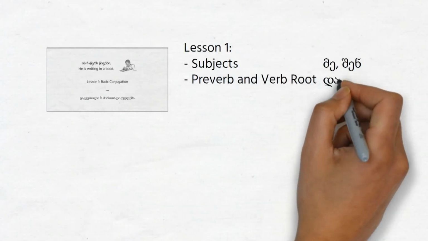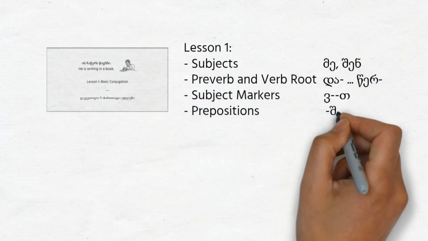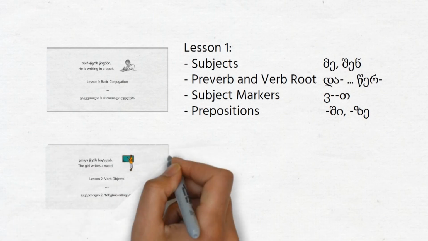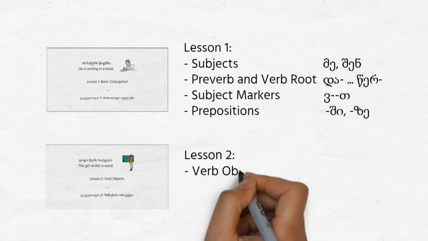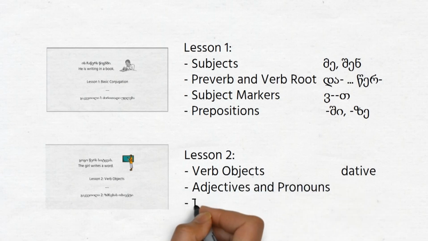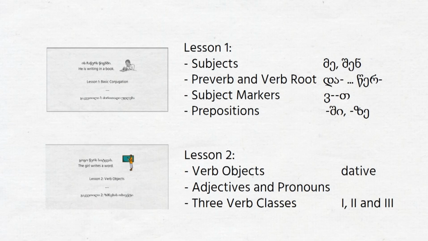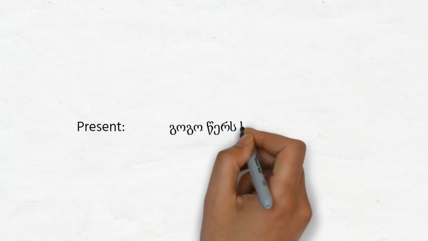In lesson 1 we learned about the subjects, the preverbs, the verb roots, subject markers and prepositions. And we are going to use them today as well. And in lesson 2 we learned about verb objects, the dative, and how to align the adjectives and the pronouns with the verb, and an introduction into the 3 verb classes.